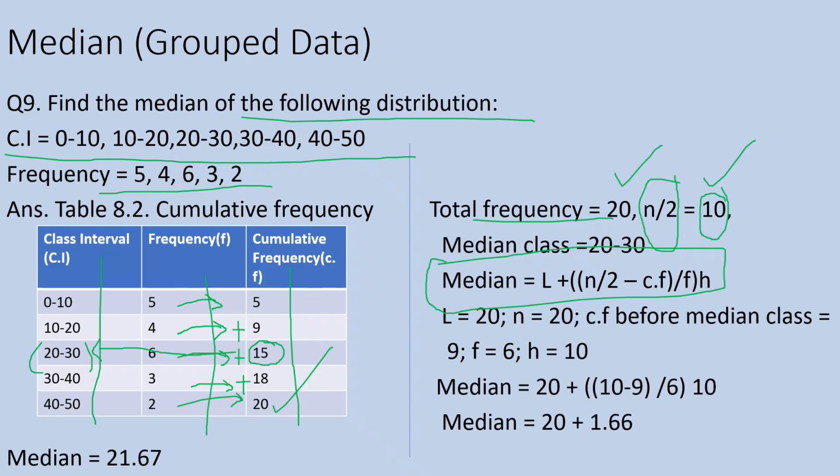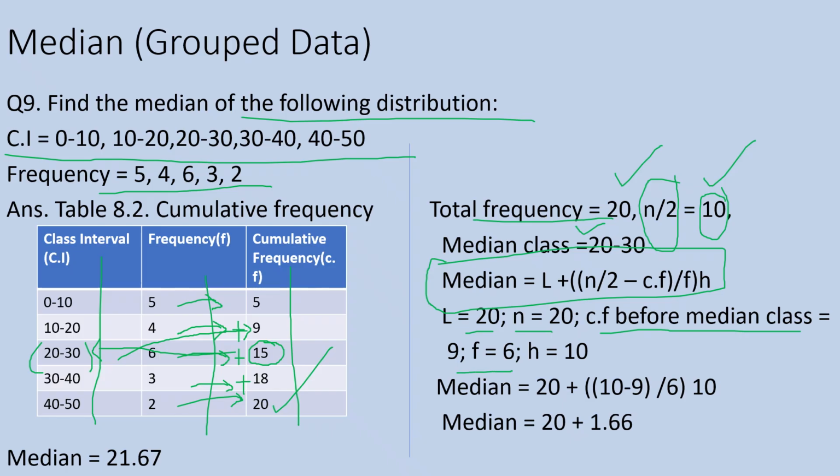What is L? L is equal to 20, the lower class boundary of the median class, and N is what? N is the total frequency, which is equal to 20. CF before the median class is taken. This we will have to remember, that we will have to take the CF just before the median class. What is the CF just before the median class? It is 9. So we take 9 as the CF just before the median class.